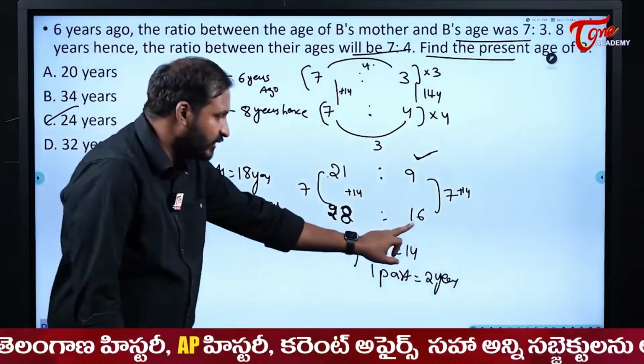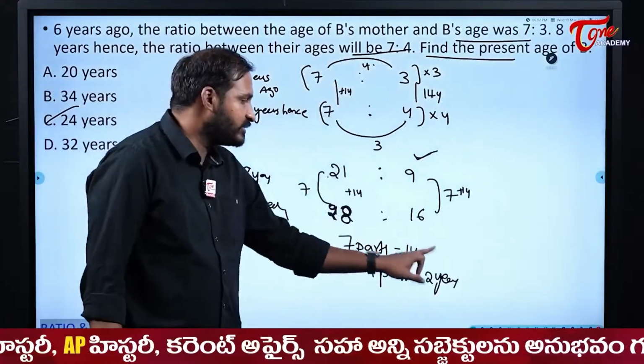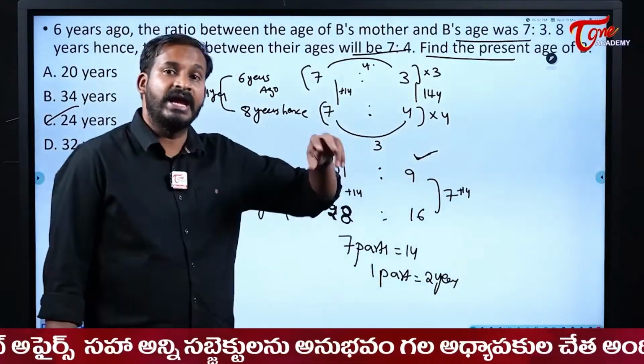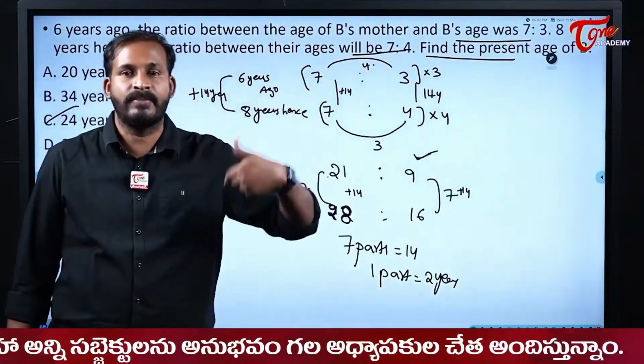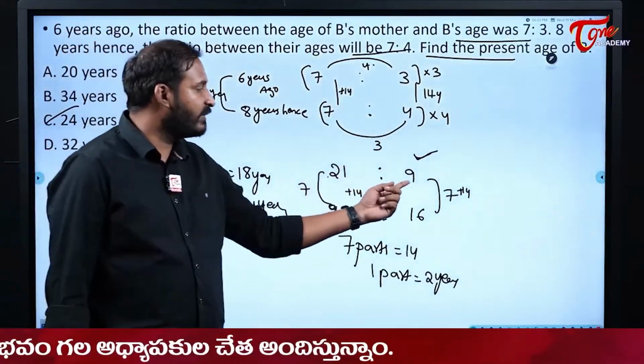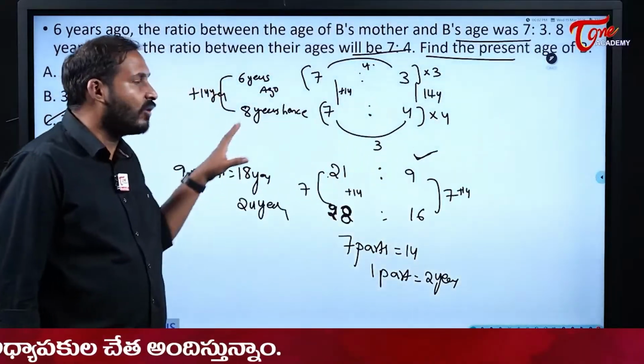24 years. Or else you can go with this value also. If one part is 2 years, 16 parts will become how much? 32 years. But when it is 32 years, it is 8 years after, so you should subtract 8 from 32. What you will get? The same 24. You can take either the help of this one or this one, but this is the concept.